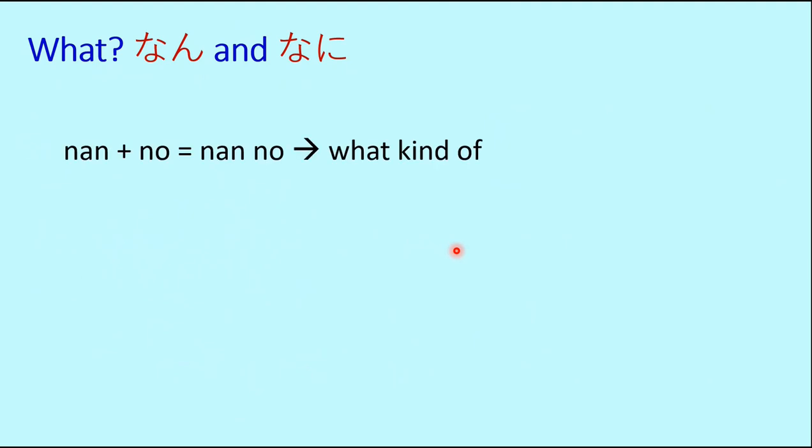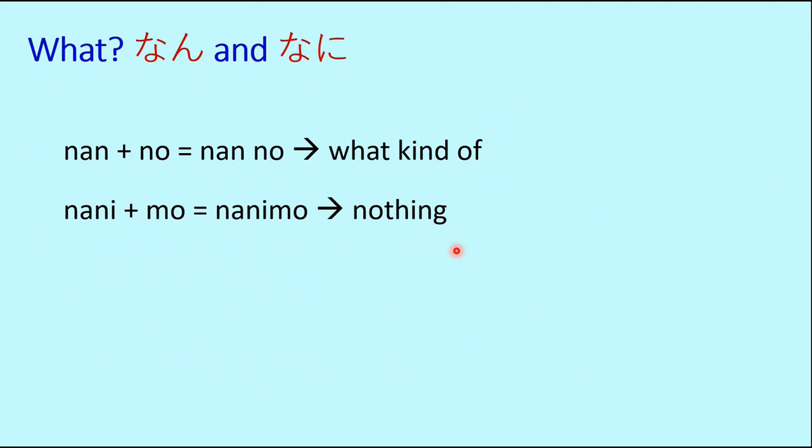Now there are three special cases. In fact, these are combinations of nan and nani with some particles. When nan is combined with no, it becomes nan no, and the meaning is what kind of. If the question is what kind of thing is this, what kind of car is this, what kind of apartment is this, for all these types of questions we have to use nan no.